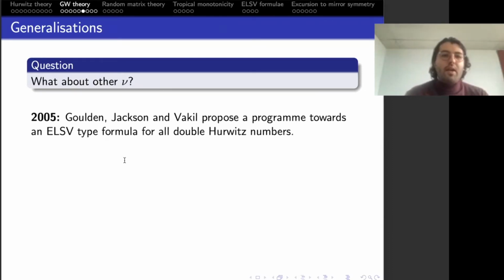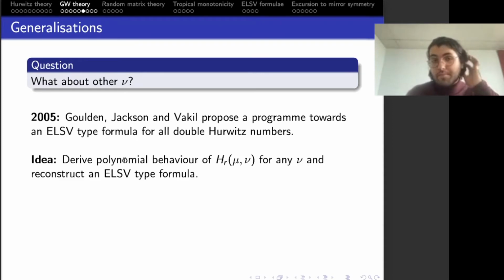So this is what Goulden, Jackson, and Vakil wanted to study in 2005, and the idea of this program was the following. Because the Goulden-Jackson conjecture is such a deep structural theorem on the structure of double Hurwitz numbers when nu is trivial, the idea is to first derive the polynomial behavior of double Hurwitz numbers for any nu, and then from this polynomial behavior reconstruct an ELSV type formula. This is what Goulden, Jackson, and Vakil proposed in 2005, and they already made first steps in this direction.